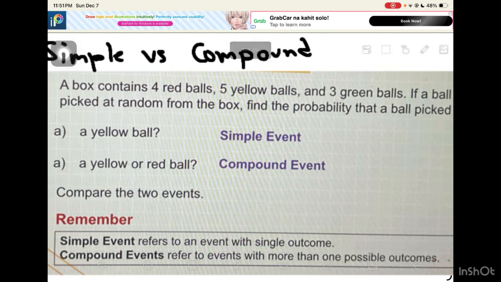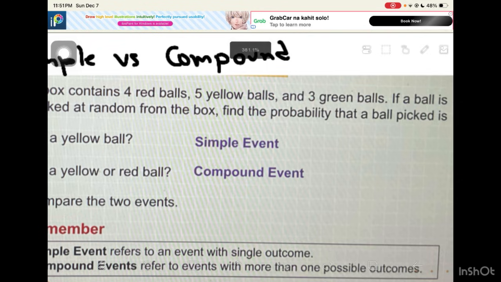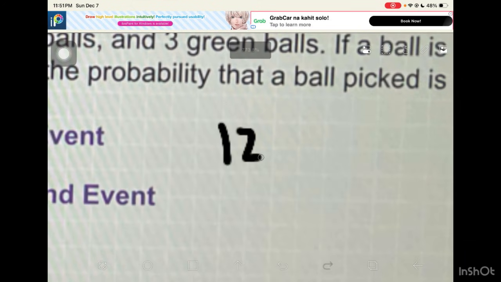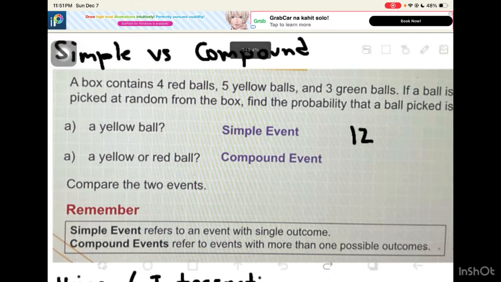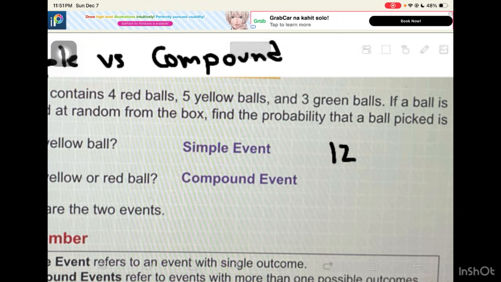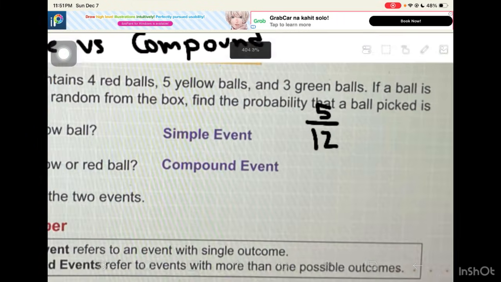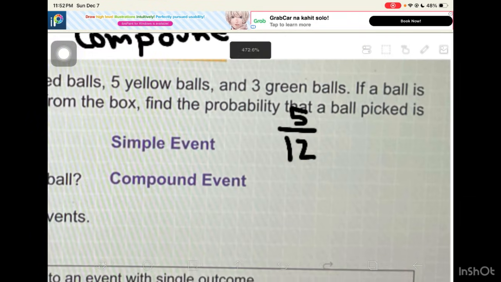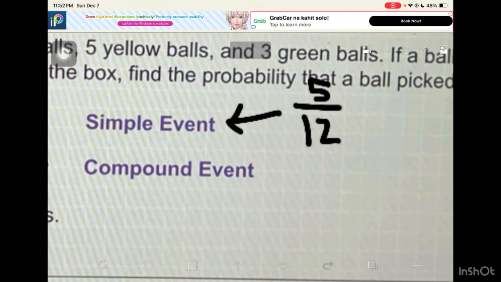So we have 4, 5, 3. That's our sample space. We have 4 red balls, 5 yellow balls, and 3 green balls, so our sample space is 12. Then a yellow ball is 5. Therefore, 5 favorable outcomes over 12 possible. So that's 5 over 12. That's the answer to this one.